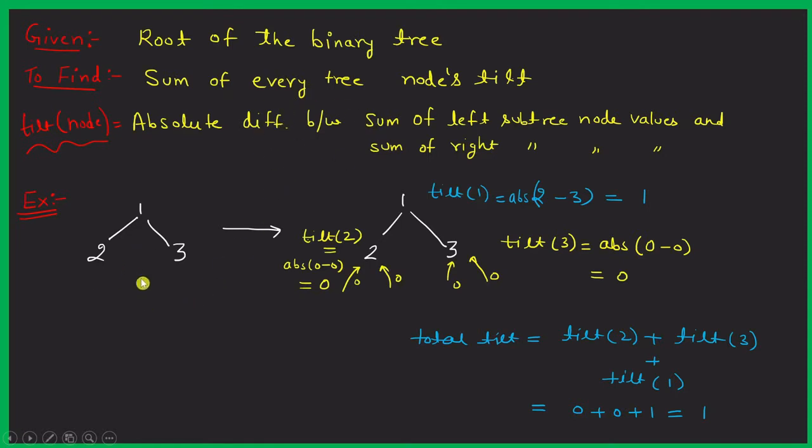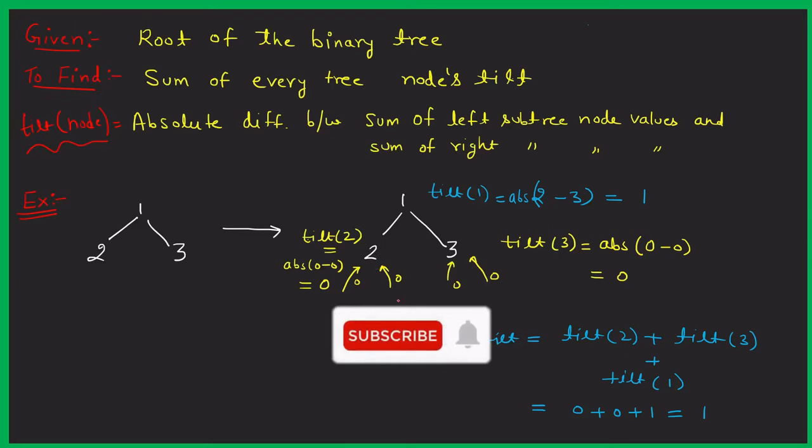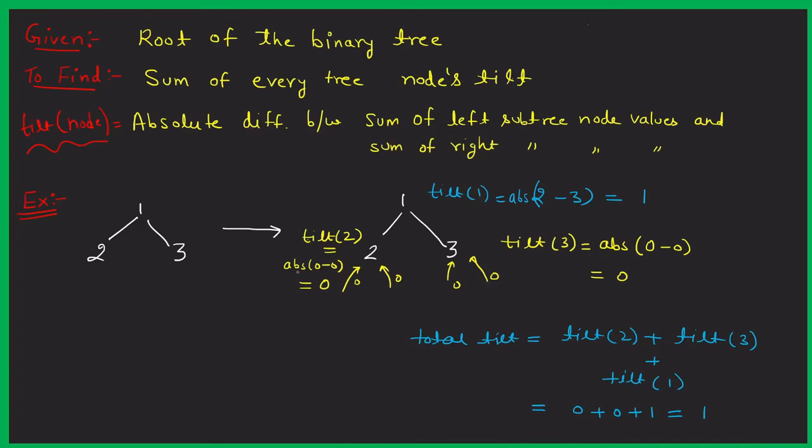Let's say we are given this tree having three nodes: 1, 2, 3. According to the question, the tilt of node 2 will be the absolute difference of 0 minus 0. And how 0 minus 0? It is given in the question that for a leaf node, as there is no left subtree and no right subtree, we will be returning 0 from left and right. So the absolute difference of 0 minus 0 will be 0. So the tilt of 2 is 0. The same way, the tilt of 3 will be the absolute difference of 0 minus 0.